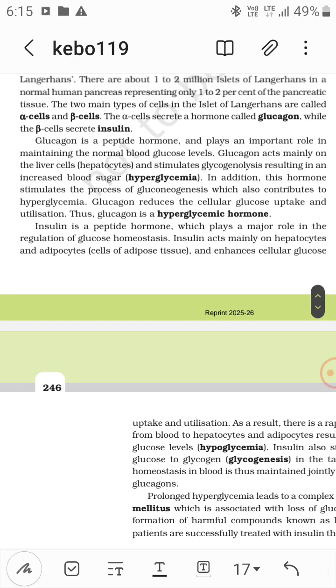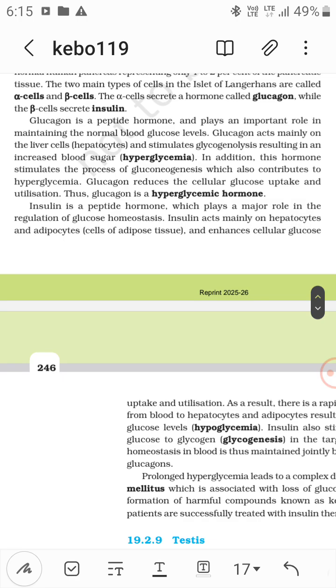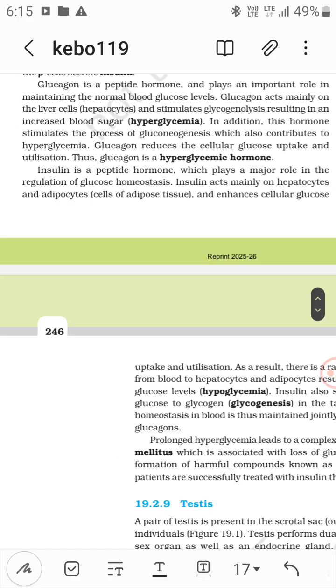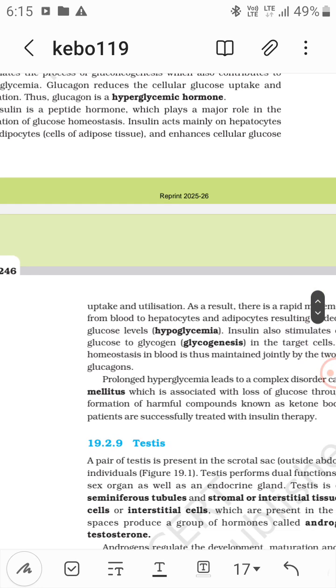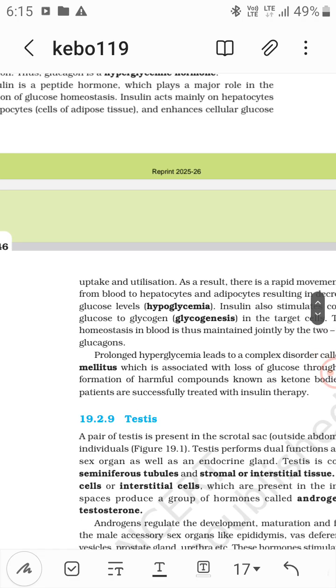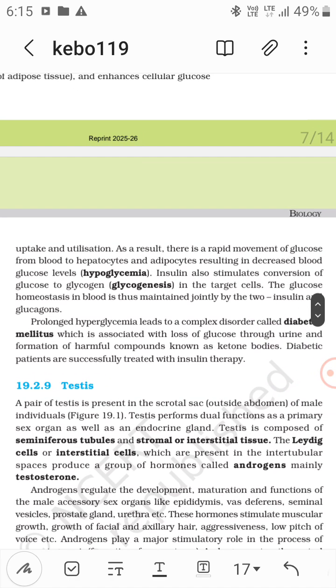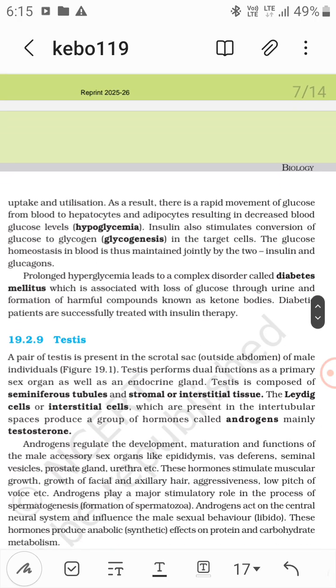Glucagon mainly acts on liver cells, the hepatocytes. Insulin acts mainly on hepatocytes and adipocytes, and enhances cellular glucose uptake and utilization. When cells take up glucose from the blood, the blood glucose level gets reduced. As a result, there is a rapid movement of glucose from blood to hepatocytes and adipocytes, resulting in decreased blood glucose levels. So this is hypoglycemic.